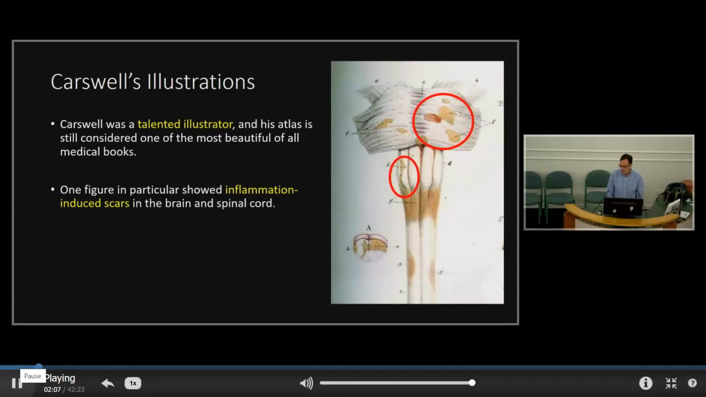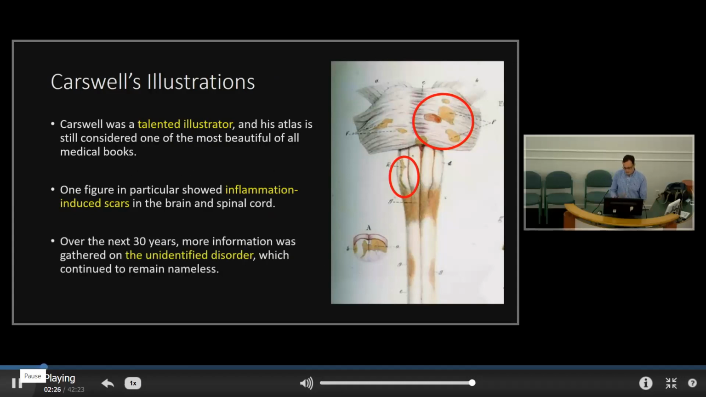So there's one of his drawings. This figure clearly shows the spinal cord and brain stem and part of the lower part of the brain. And you can see there are numerous plaques. I've circled some of them. And this is clearly showing inflammation-induced scarring in the brain and spinal cord. So this is the initial sort of description of MS.